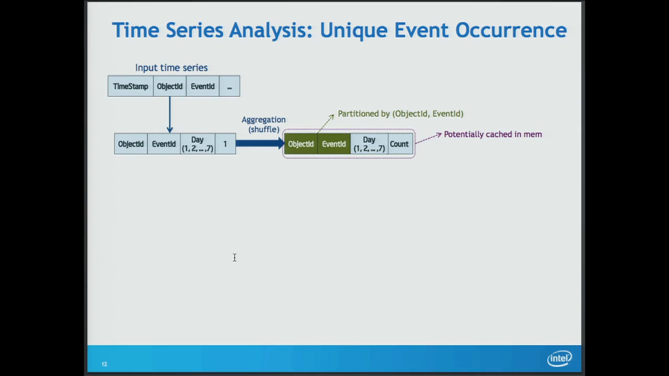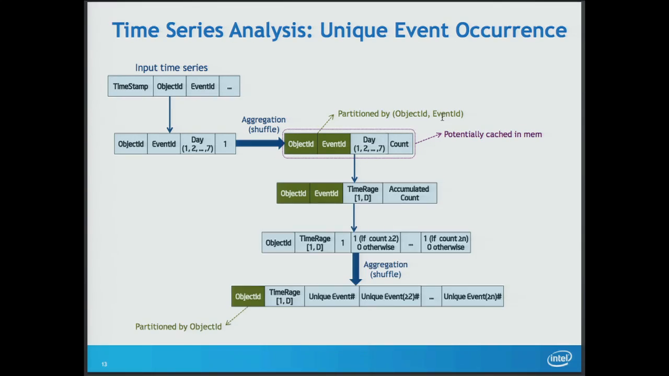So this is how it works. You have the input data series with the timestamp, the object ID, and the event ID. You first map the timestamp to a specific day in the week, so you convert the timestamp to a number from 1 to 7. And then you do an aggregation shuffle. Essentially, you compute, for each day, how many occurrences of that event there are for each event. And this data is partitioned by the object ID and event ID and potentially cached in memory, so that you can compute various statistics over that aggregated data on the fly.